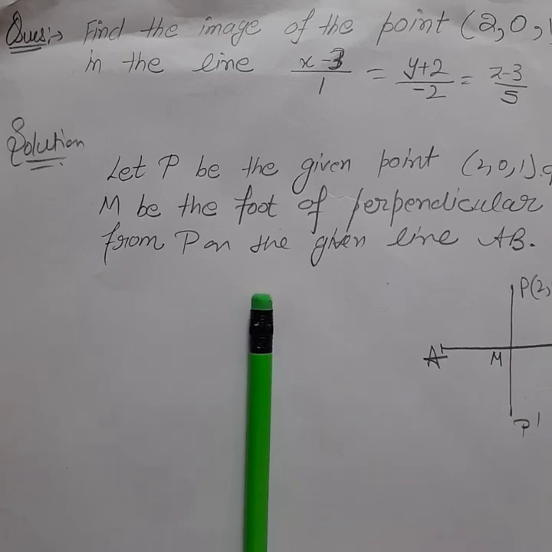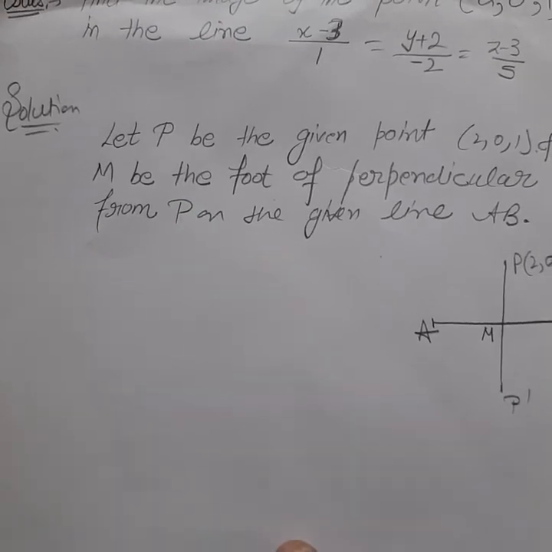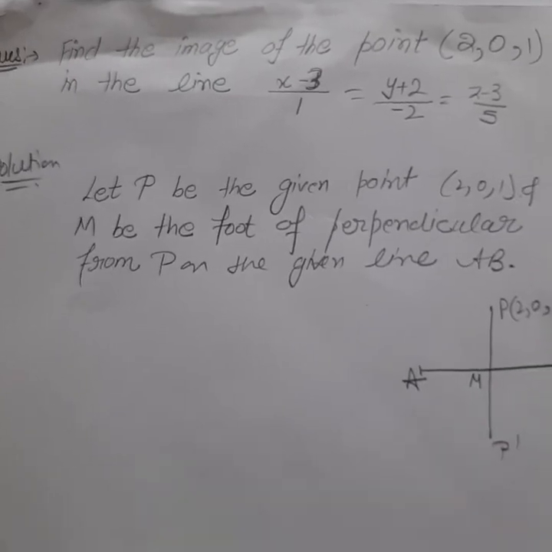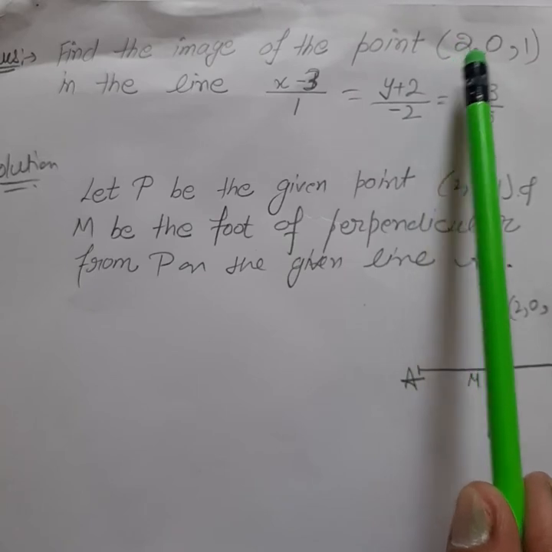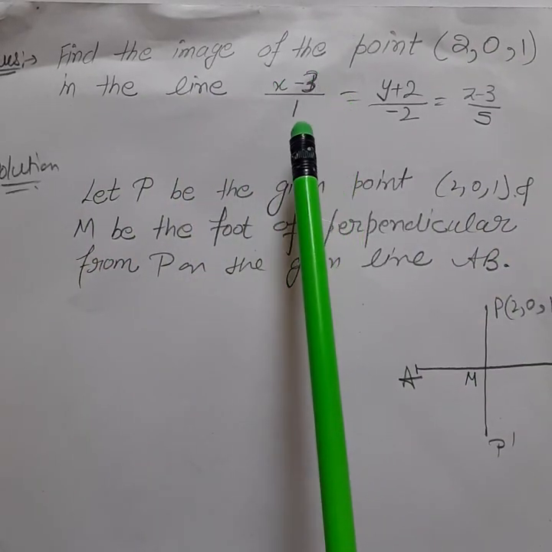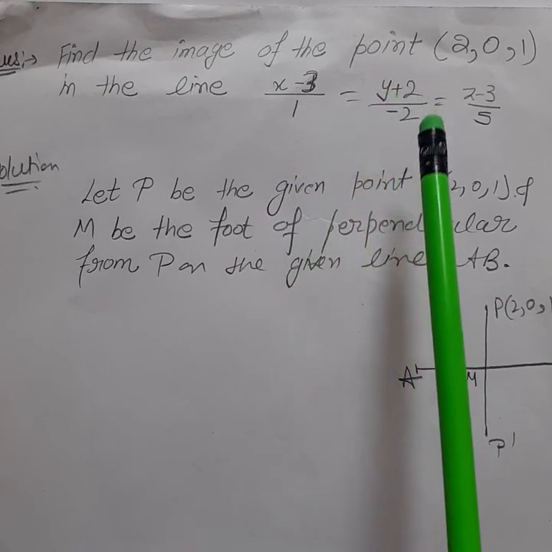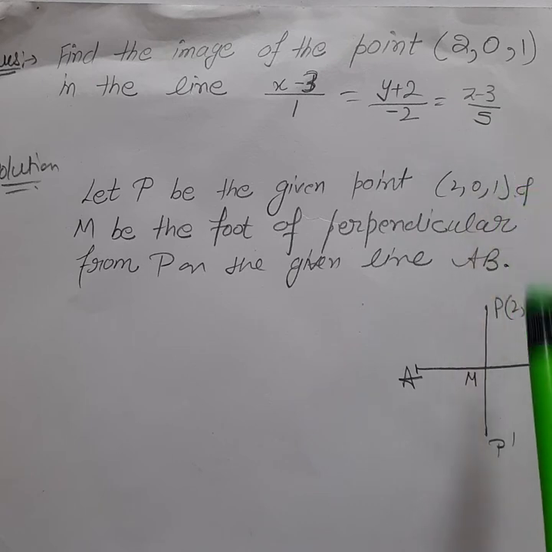Today we will discuss some examples of the 3D chapter. So let's start our example. Suppose students, we have the question: find the image of the point (2, 0, 1) in the line (x minus 3) upon 1, (y plus 2) upon minus 2, (z minus 3) upon 5.